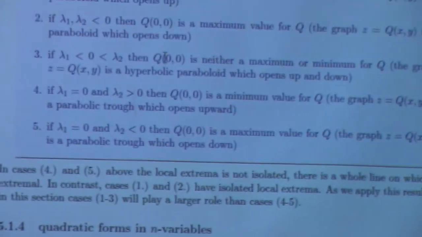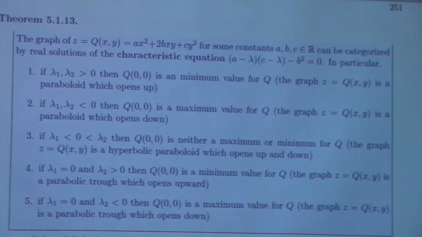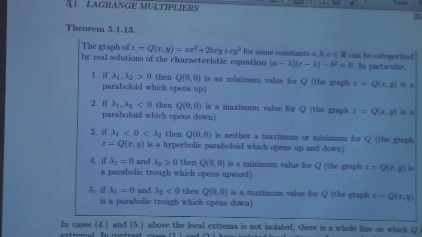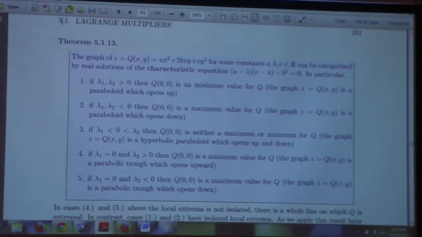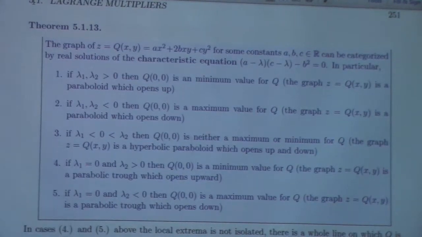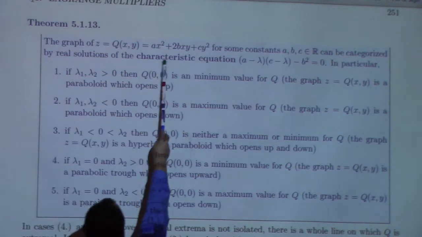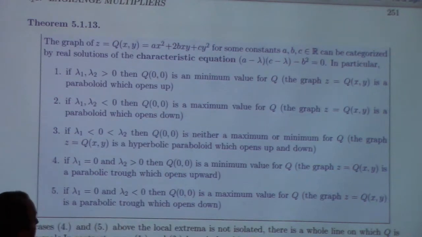Here is theorem 5.1.13. So, if we study the quadratic form ax squared plus 2bxy plus cy squared, here a, b, and c are constants, all right, given constants, then the graph can look like a couple different things.